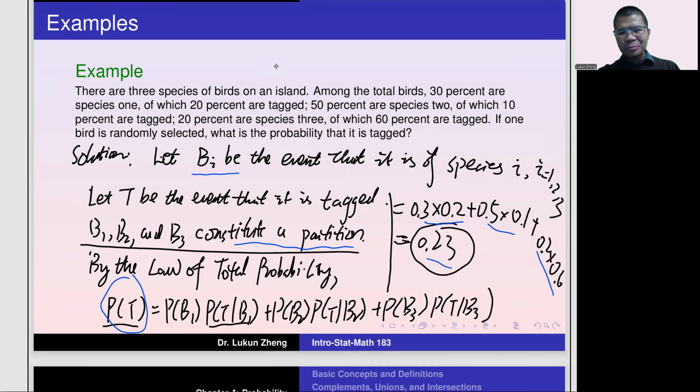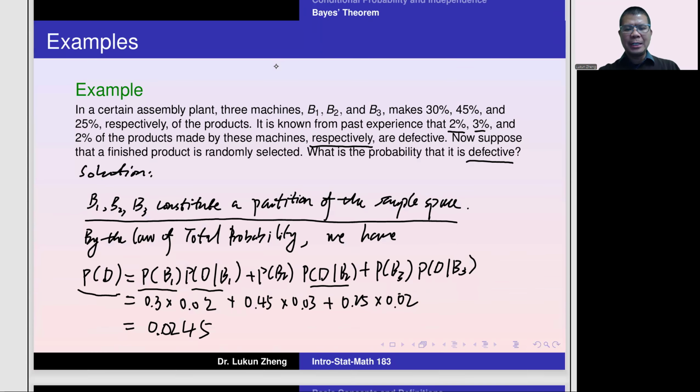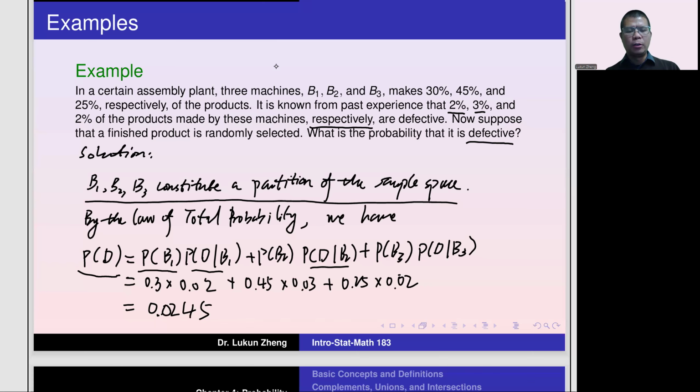Okay, we also have another example for the law of total probability. This is the defective products. B1, B2, B3 is a partition, and by the law of total probability, the probability that a product is defective is, plugging in everything, 0.0245. Yes, all right, so you definitely want to know what the law of total probability is.